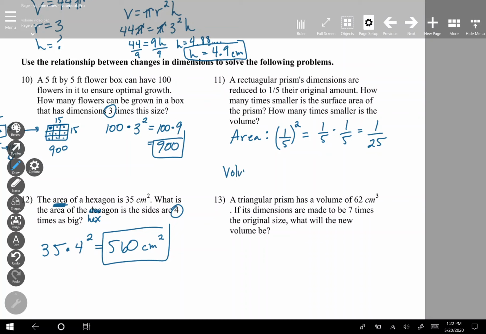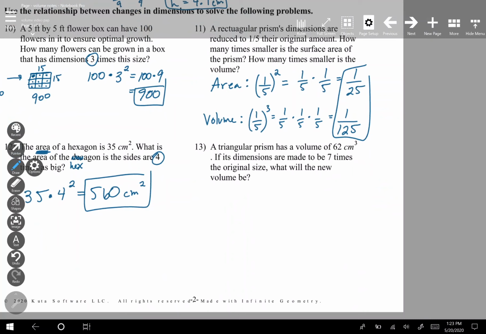And now the volume. Since we're dealing with volume, we would cube it. So do 1/5 times 1/5 times 1/5. 1 times 1 times 1 is 1, and 5 times 5 times 5 is 125. So the volume would be 1/125th. So these would be your answers there.